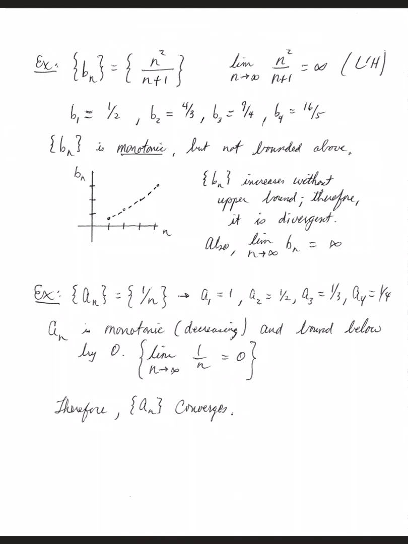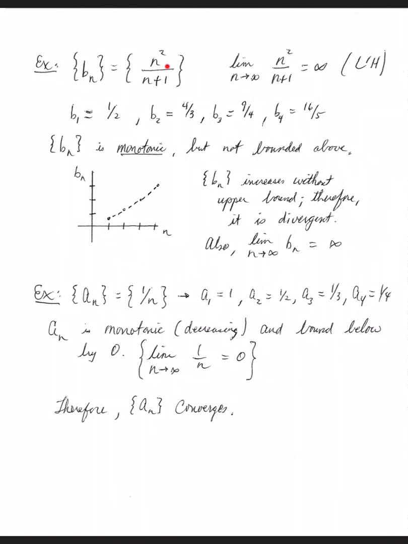Another example, a sequence b sub n defined as n squared over n plus 1. I'm going to go ahead and take the limit. Using L'Hopital's, if n goes to infinity, we have infinity over infinity. Taking the derivative of the numerator, you get 2n. Taking the derivative of the denominator, you get 1. n on top gets larger and larger. Denominator is fixed. So this limit goes to infinity. And I put a little note out here that L'Hopital's is how I discovered that.